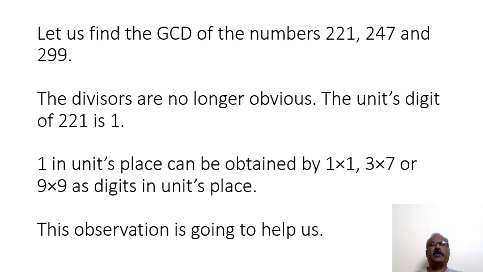Let us now find the GCD of the numbers 221, 247 and 299. The divisors are no longer obvious. The units digit of 221 is 1. 1 in units place can be obtained by multiplying 1 by 1, 3 by 7 or 9 by 9 as digits in units place. This observation is going to help us.